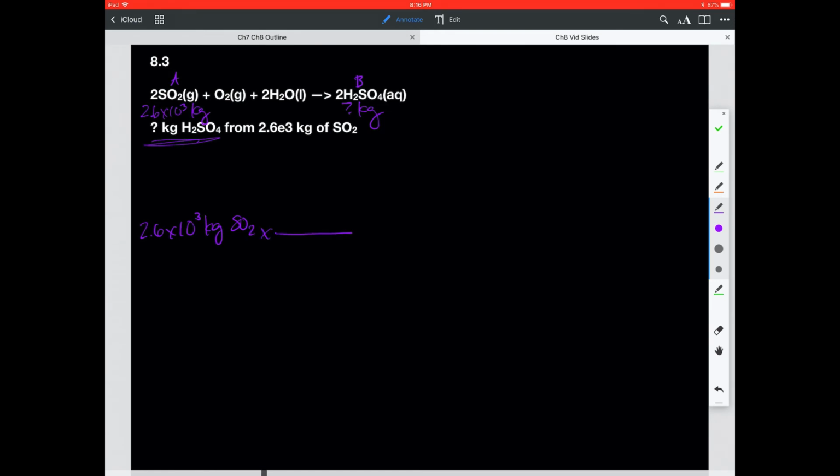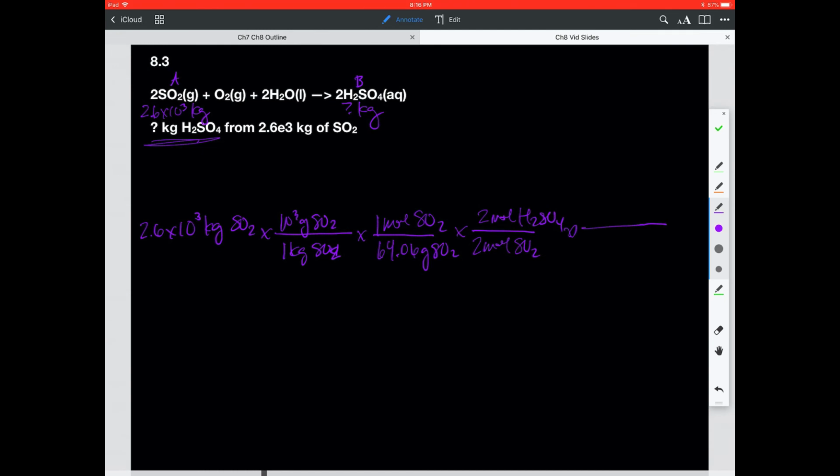And then, step 1, let's get it to grams. 1 kilogram of SO2 is equal to 10 to the third grams of SO2. And next up is molar mass to get from grams to moles. So for SO2, 64.06 grams of SO2 for every 1 mole of SO2. And then we're going to go with our A to B. So every 2 moles of SO2, we would produce 2 moles of H2SO4.